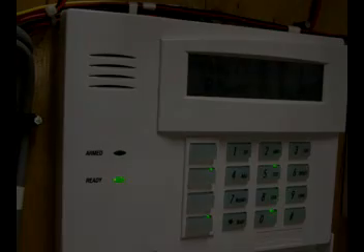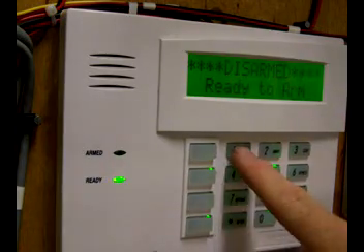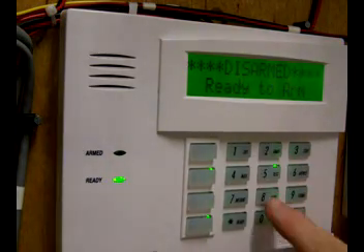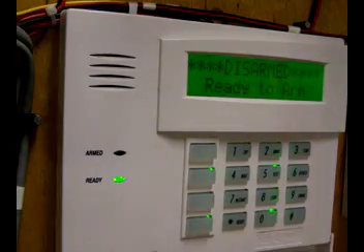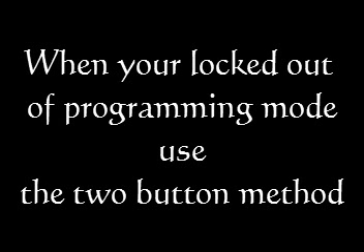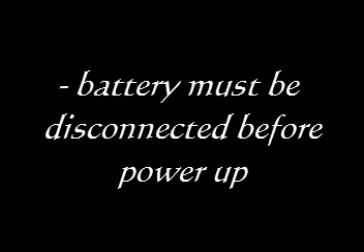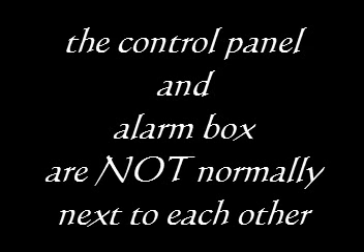Let's take a look at what it looks like if somebody locks you out of program mode. When this happens, you really have no choice but to use the two-finger method for entering programming. This involves a lot of running around. You have to go to the alarm box, disconnect the battery, remove power, reapply power, go over to the control panel, press asterisk and pound, then go back over to your alarm box and reconnect your battery. Now I hope you understand why this is not the preferred method of entering programming.